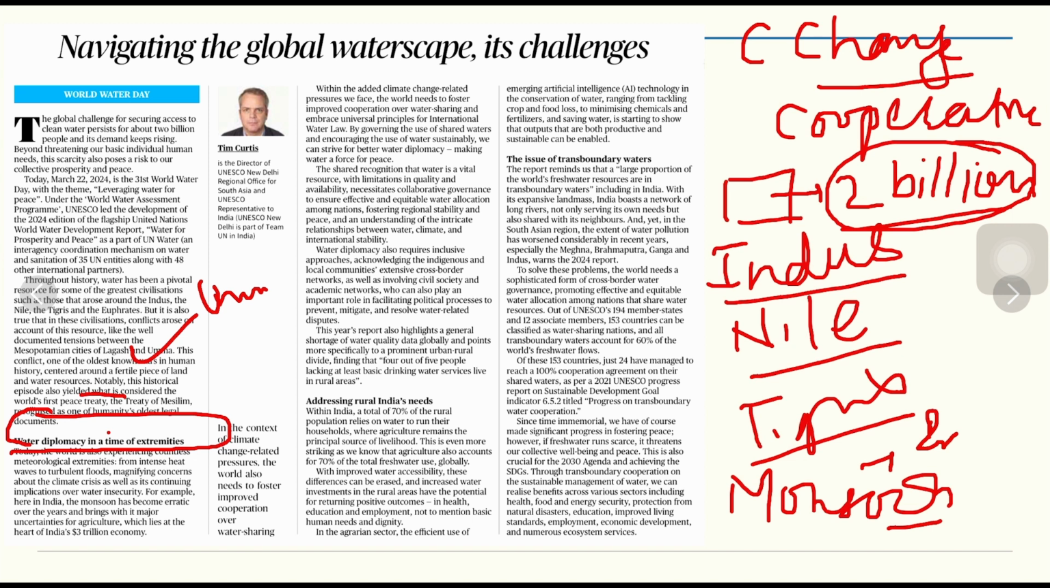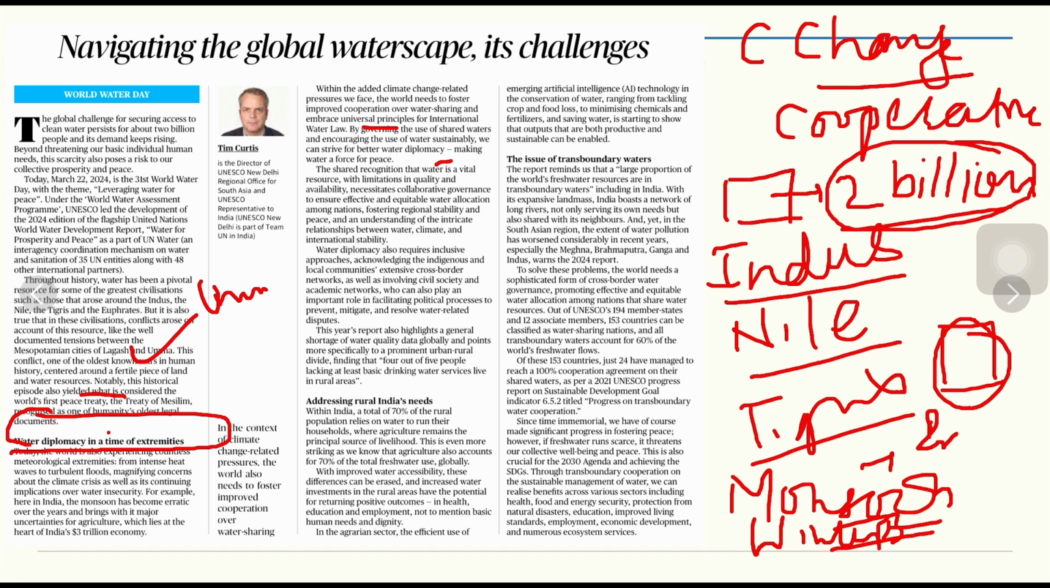On this channel we talked about how the spring season in our country has almost disappeared. We also talked about the problems regarding global jet stream navigation and how it is affecting the temperatures in winter months, and how the winters have also started delaying in the onset time. So within this particular climate change related pressure, the world needs to foster improved cooperation on global water sharing agreements and embrace universal principles for international water law. By governing the use of shared waters and encouraging water sustainability, we can always strive for better water diplomacy, making water a force for peace.